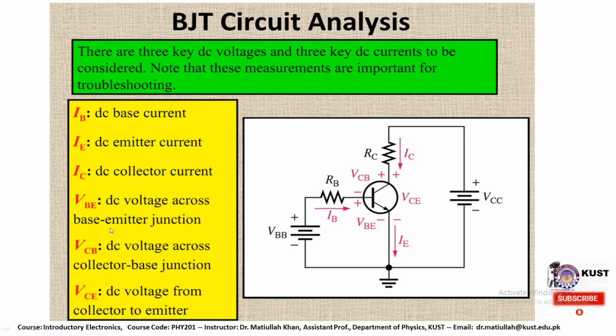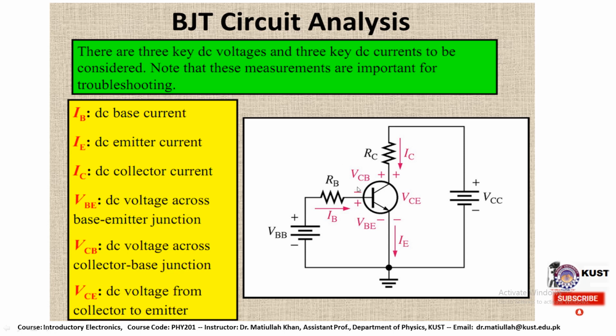Coming toward the DC voltages, we have the first DC voltage, that is called VBE. This is the DC voltage across the base emitter junction. If we look here in this figure, this is VBE, the base emitter voltage, and we have VCB, that is the DC voltage across the collector base junction. This is called VCB.